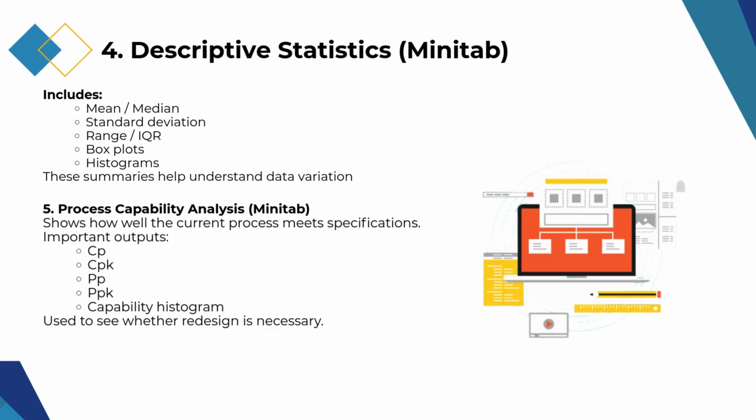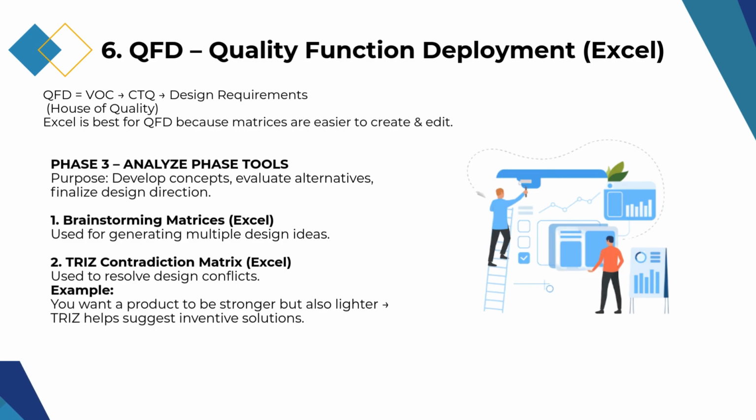Process capability analysis shows how well the process meets specifications. Key metrics include Cp, Cpk, Pp, and Ppk, along with capability histograms. Results help decide whether process redesign is required. QFD, quality function deployment, converts VOC and CTQs into design requirements. Excel is ideal for QFD because matrices are easy to create and update.